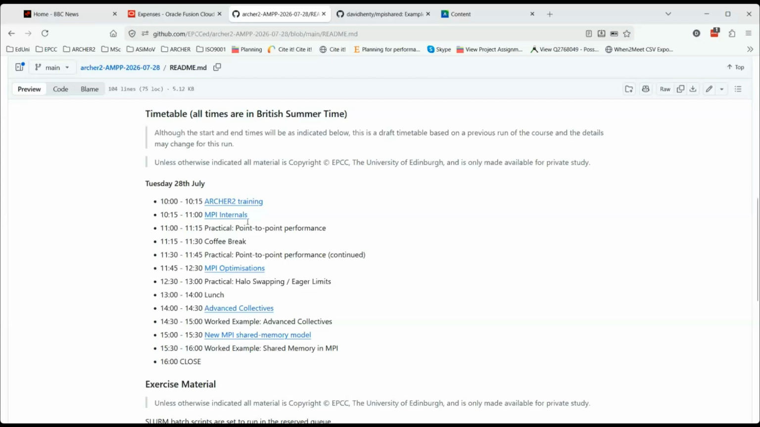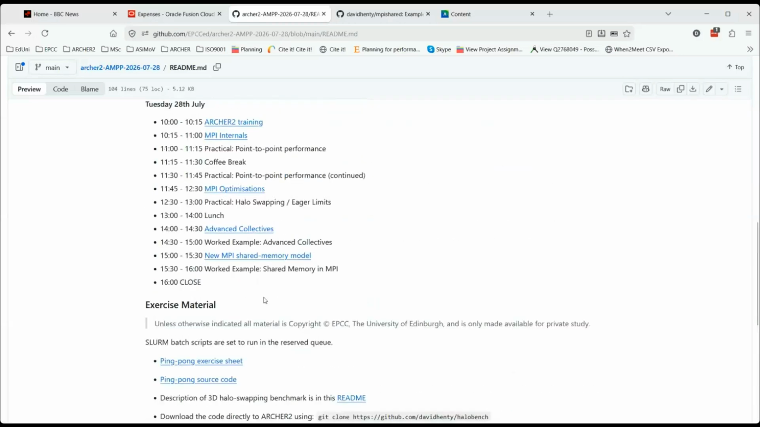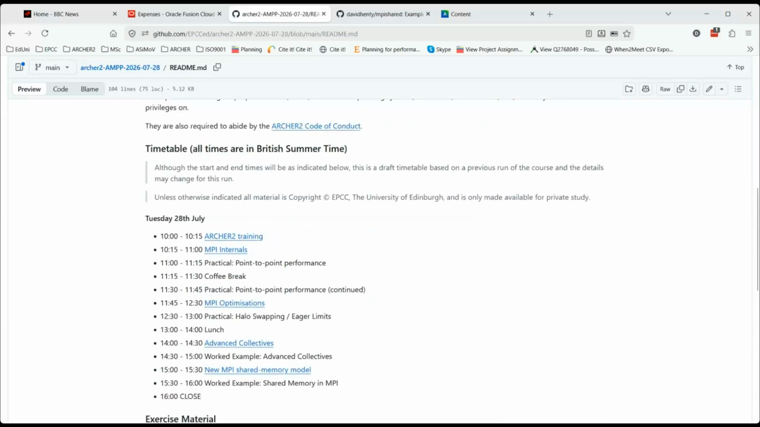Okay. So the first thing I'm going to do is talk about, and these are links to the material, and there's exercise material down here. I've pulled an exercise. I'm going to talk a bit about MPI internals. So that's the first talk.